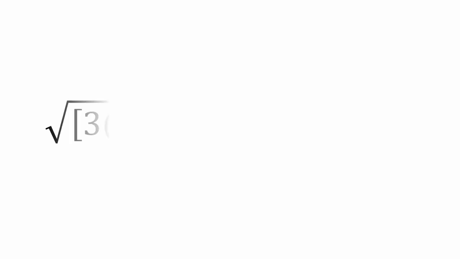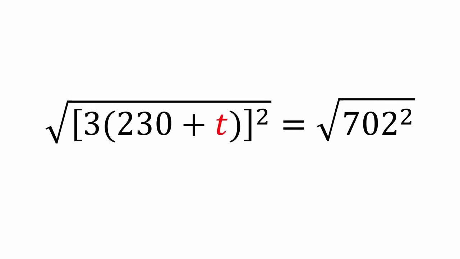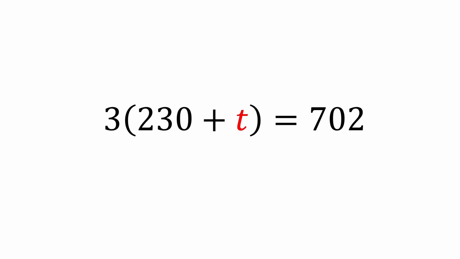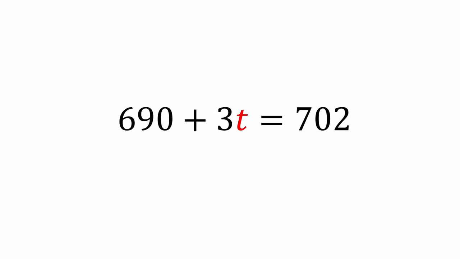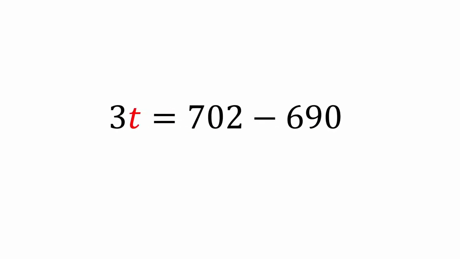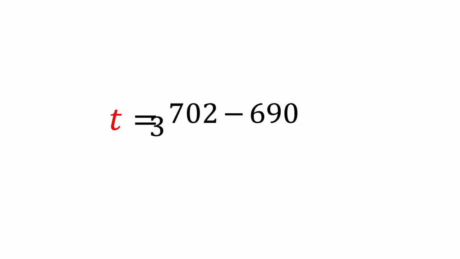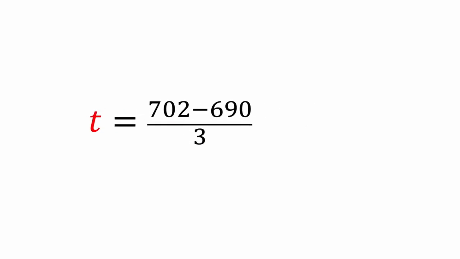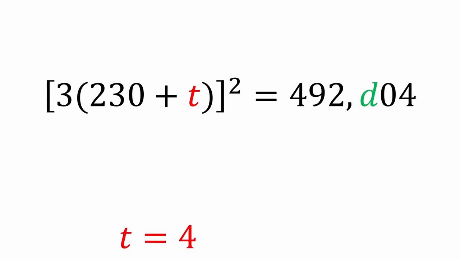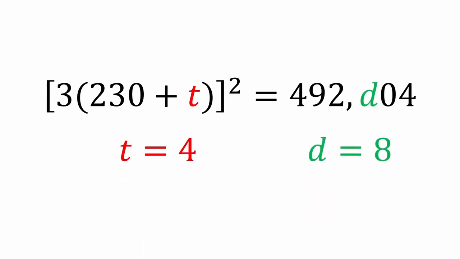Now let's take the square root of both sides, which leaves us with this simple equation. Let's distribute the 3, and now let's subtract 690 from both sides. Next we'll divide both sides by 3, from which we get this expression, and that simplifies to 12 over 3, which of course is 4. And we're done. T is equal to 4, and D is equal to 8.